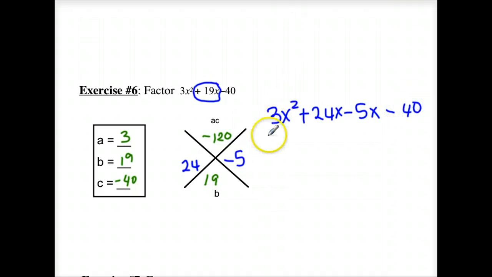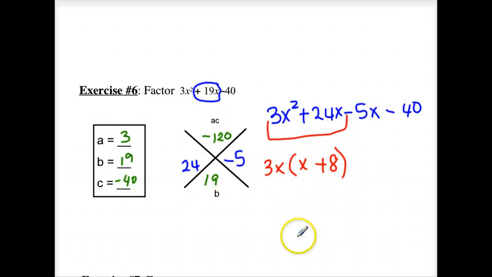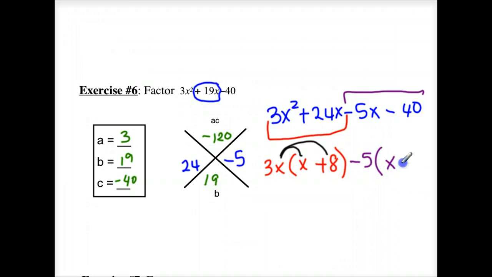And remember, take the first two terms, and I'm going to look for what they have in common. I see there's a 3x in common, and x is left over, plus 8. Good. Remember, distribute this. If I was to take this and go back like this, I will get what I started with up here, okay? Then I want to go ahead and take my second two terms and see what they have in common. So this looks like they have a minus 5 in common. This becomes x plus 8.